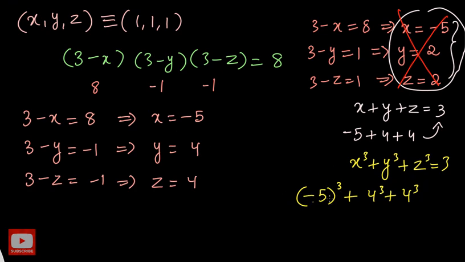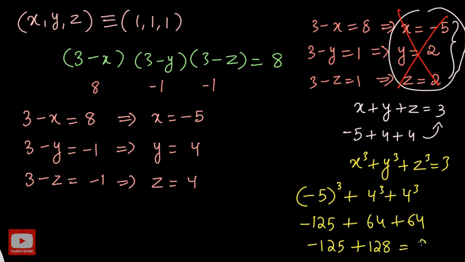Let's verify. Minus 5 cube is minus 5 into minus 5 into minus 5. So if you cube 5, you get 125 as the answer. Since we have negative to the power of 3, we retain the negative value. Minus into minus into minus will result in minus sign itself. Plus 4 cube is 4 into 4 into 4. That is 4 times 4 is 16, 16 times 4 is 64. So we have plus 64 and here also 64. So we get minus 125 plus 128.